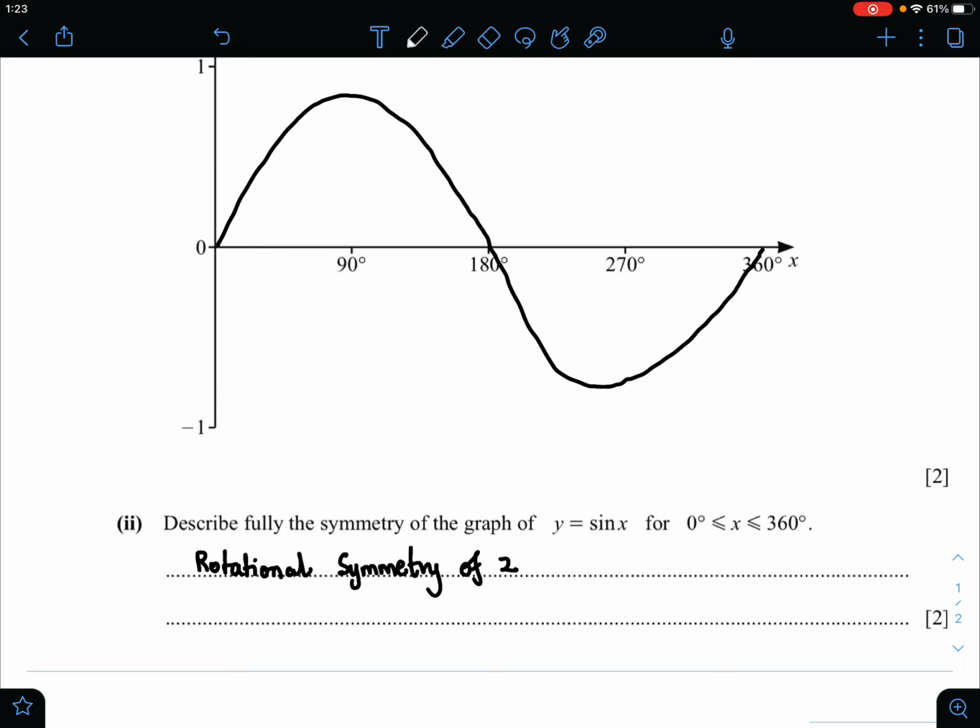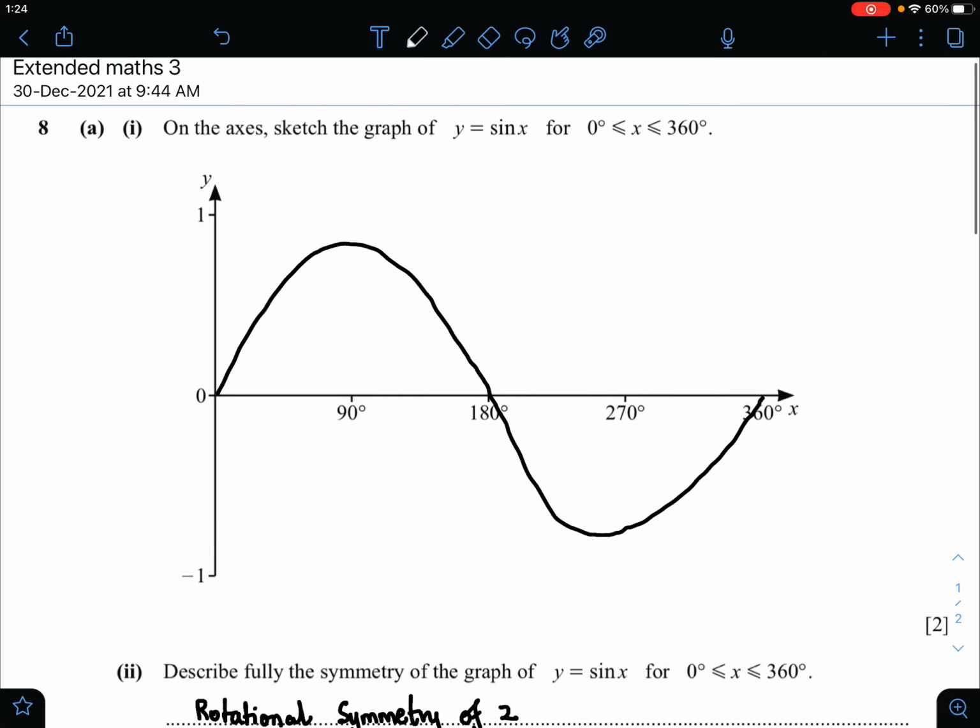Now since this question is 2 marks, we need to give one more point to get one more mark. So what you can write is that the center of the sin x graph is 180, 0, and therefore this will be your final answer for part A2.